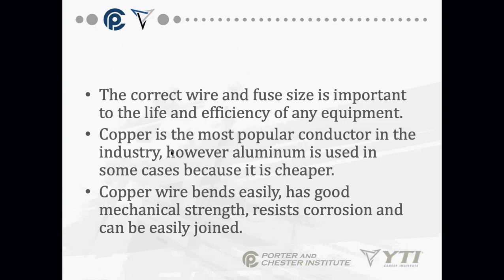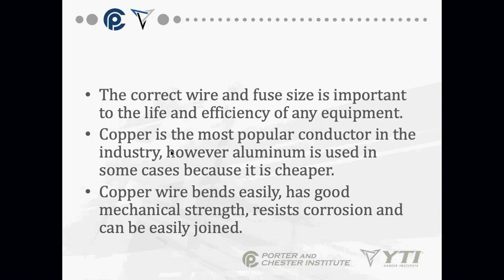Service entrance is the connection from the power line or transformer on the pole or sitting on the ground outside the building, and the connection into the breaker panel. That is 9 out of 10 times not copper. It's probably aluminum. It's the large wires about the size of the inside of a fist. Copper wire bends easily, has good mechanical strength, resists corrosion, and can be easily joined together. That's part of why copper wire is so awesome. But aluminum wire was much easier to work with.